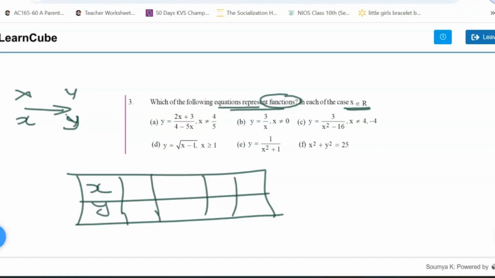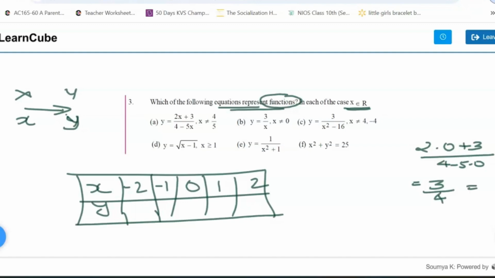So x and y, and also it is given x should not be equal to 4 by 5, so leave those values, and here we are taking only 0, 1, 2, minus 1 and minus 2. So when the value of x is 0, the term changes to something else. You can find it this way: 2 into 0 plus 3 by 4 minus 5 into 0. So automatically this term is 0, and below you will get this term as 0. 5 into 0 is 0, divided by 4, so it is 3 by 4.